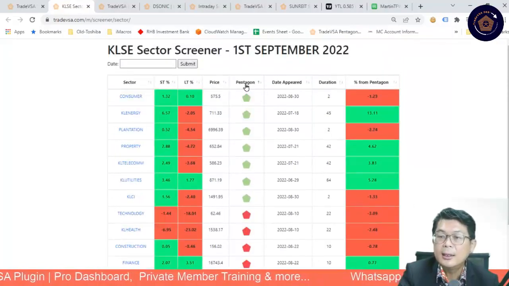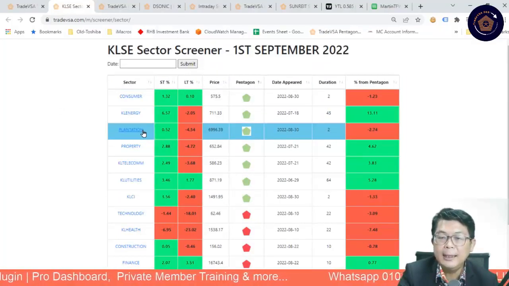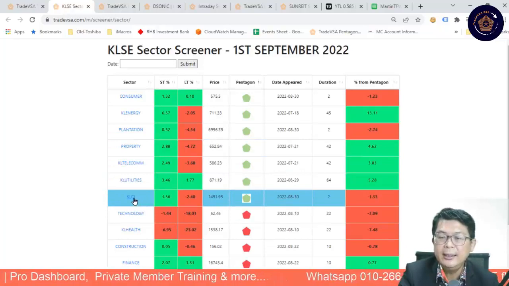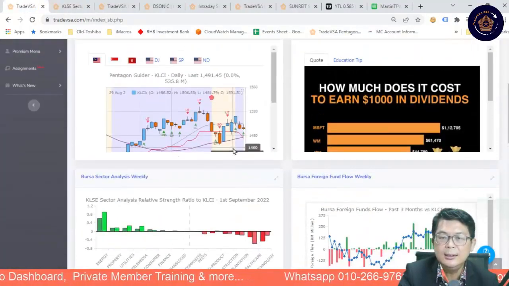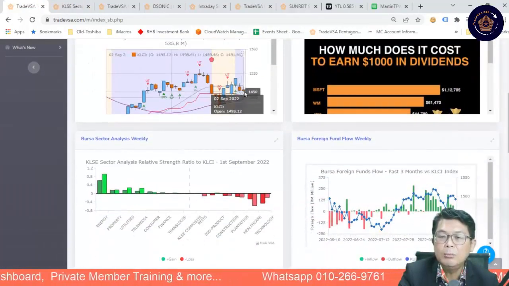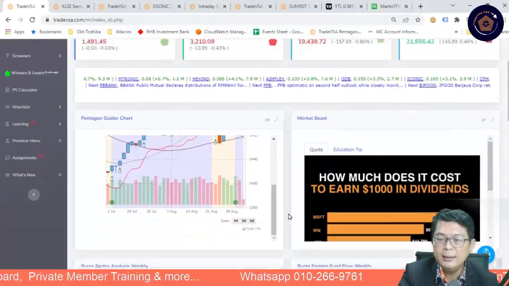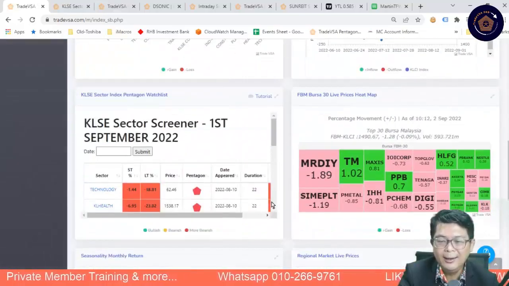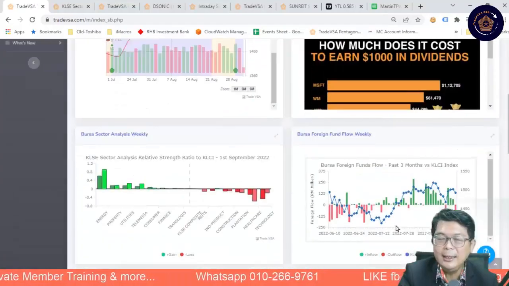So let's take a look at this one. What are green Pentagon? Consumer, energy, plantation, property, communication, and the KLCI. KLCI is still green Pentagon, but I think this morning it started to turn already. And I think if the market were to break a bit lower, right now it's holding up, as I said before, it's holding up in here. So that's going to be pretty good. It's still holding up, so let's hope that it holds up this morning.